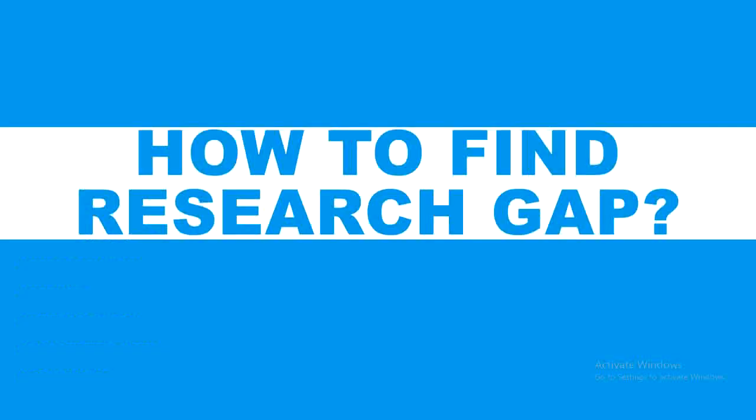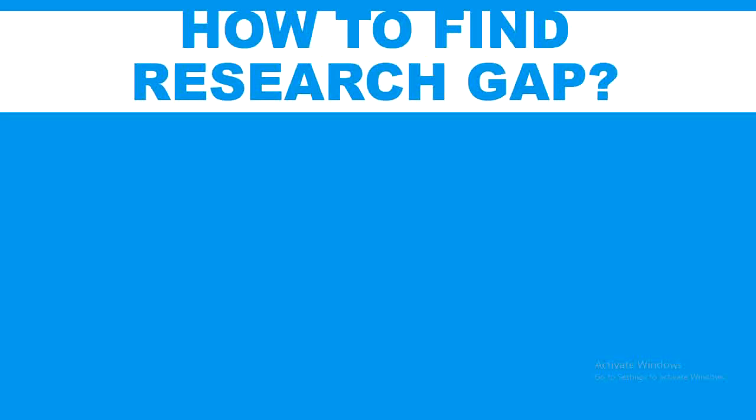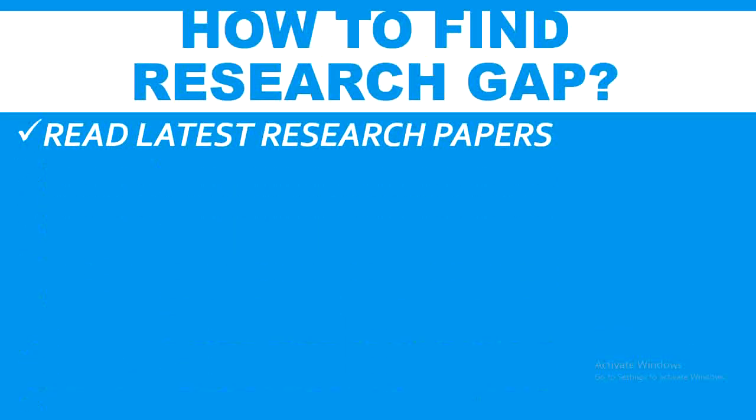So let's move to our next question. How to find a research gap? Very important. Let's learn. Number one, you can find a research gap by reading the latest research papers on your area of interest, on your subject, on your domain, on your research area, or articles related to your specialization.